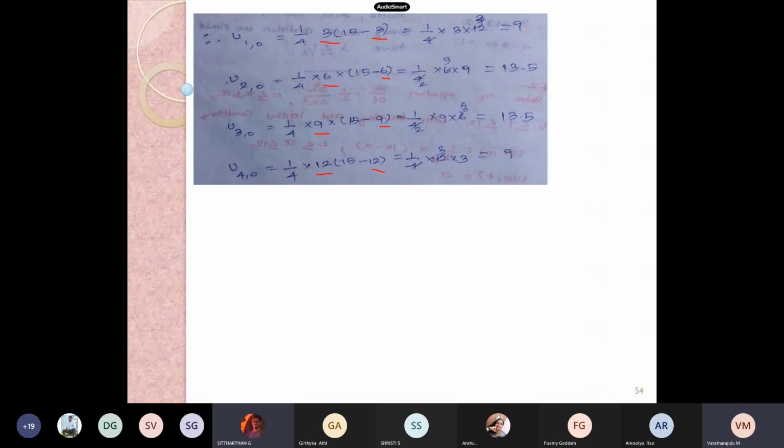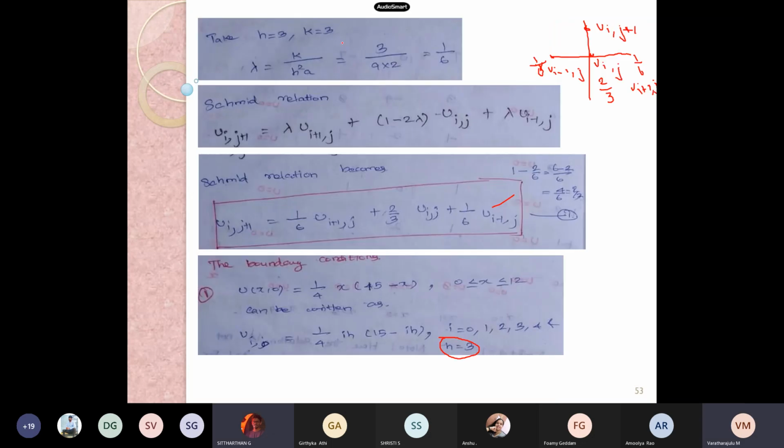No, we are accumulated with i and h, right? h is 3. See here, i comma 0. The i has to be taken as 0, 1, 2, 3. The h we considered as 3. Therefore, it becomes 0. But we are taking u of x comma 0 is half, 1 by 4 into x into 15 minus x. That is what is rewritten as u of i comma 0.